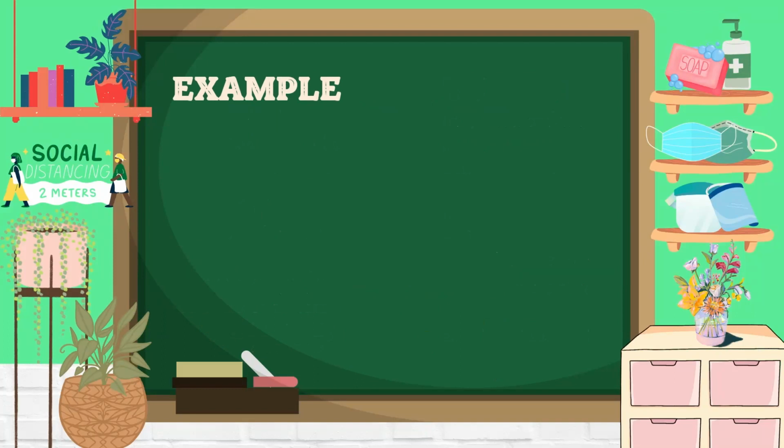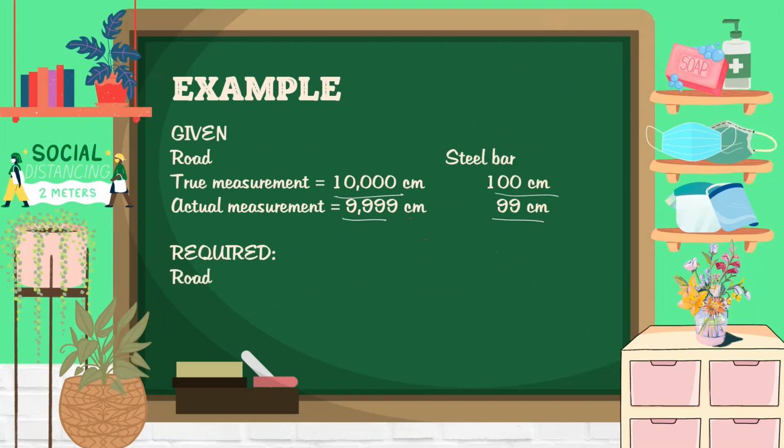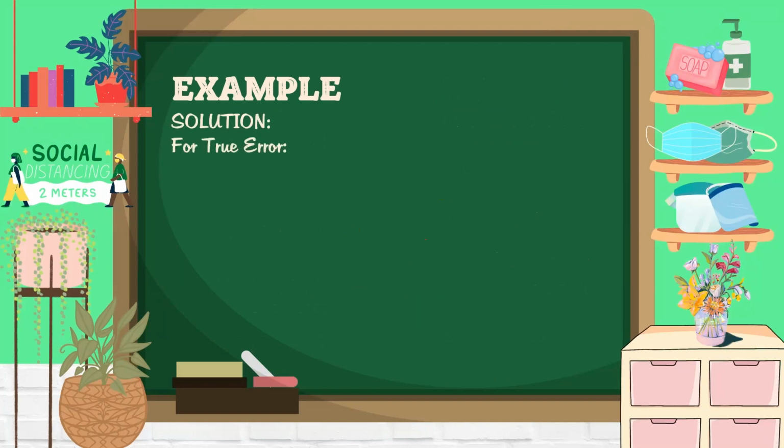Given the true measurement for the road, which is 10,000 centimeters, and for the steel bar, 100 centimeters, and the actual measurements of 9,999 and 99 centimeters, the required are the true error and the true percent relative error of the road and steel bar. Solution for true error: E sub t is equal to true value minus approximation.